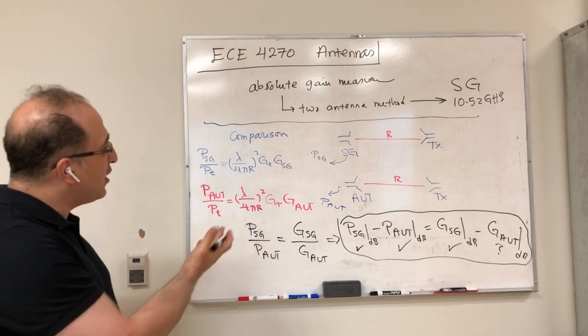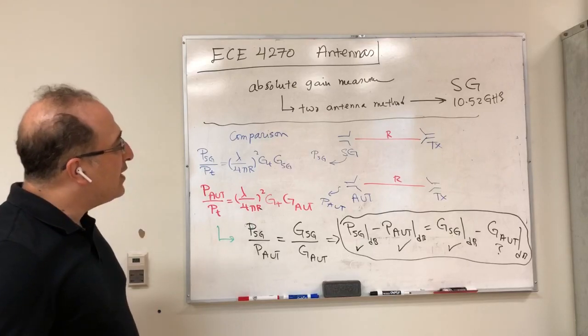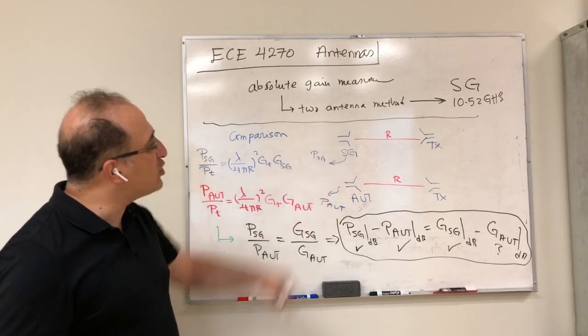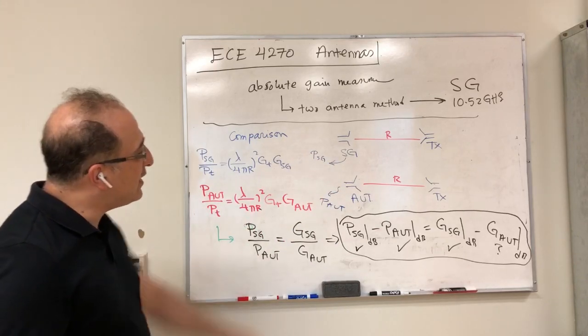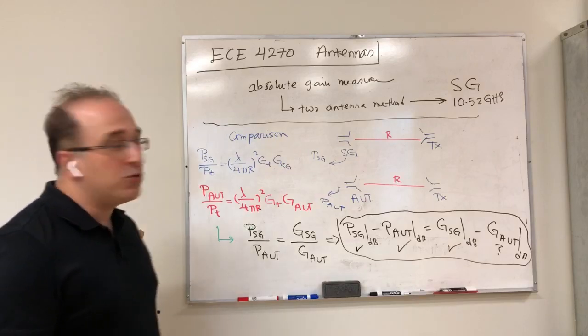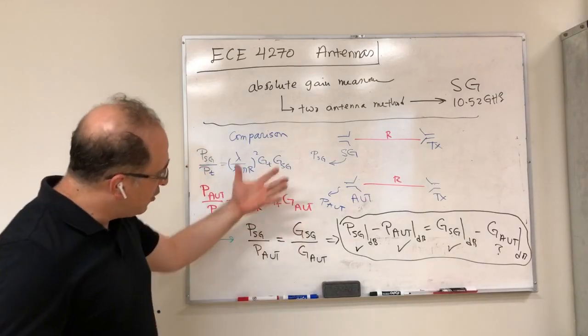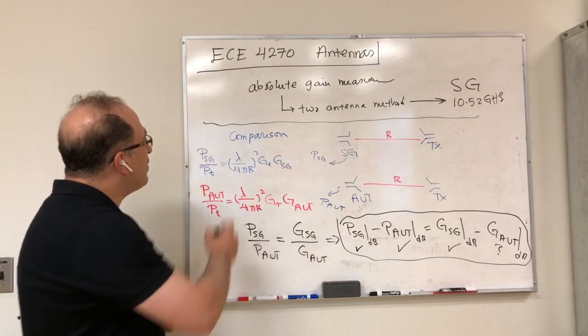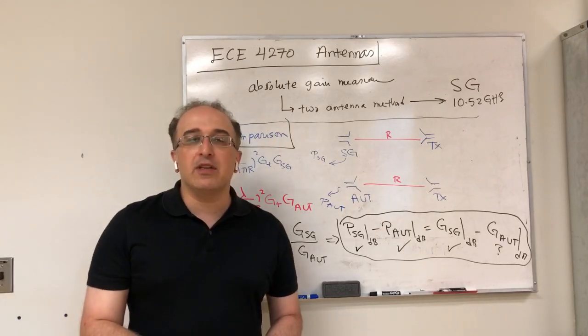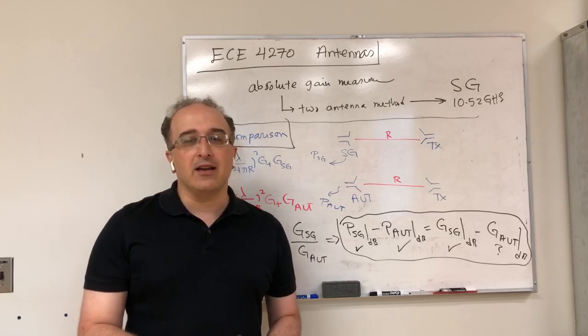One assumption that I didn't talk about is that we are assuming that we have perfect match for both a standard gain and AUT here. So the load that we have is perfect match to the antenna. Now that we talked about this comparison method, let's go and measure the gain of this smaller horn antenna.